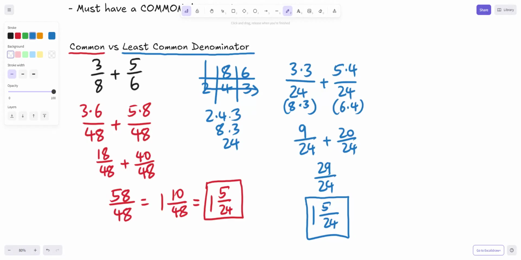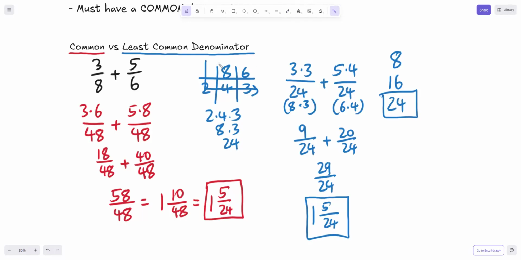And then I just go, okay, multiples of the largest denominator. 8. Does 6 go into 8? No. So 8 times 2, 16. Does 6 go into 16? No. 8 times 3, 24. Does 6 go into 24? Yes. So that's my LCM.